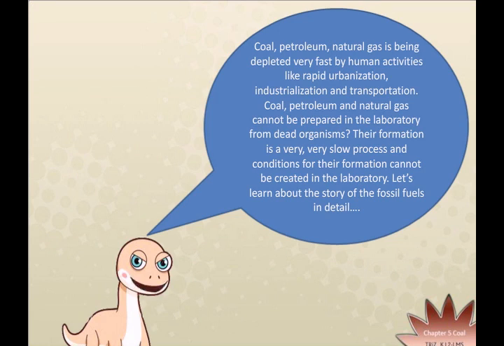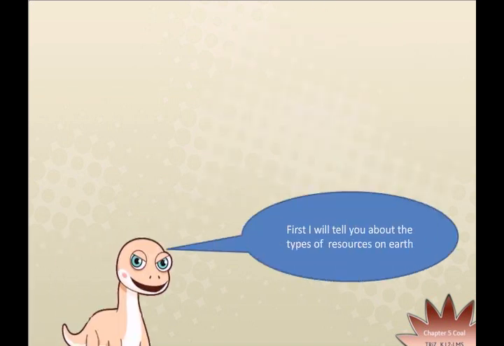transportation. Coal, petroleum and natural gas cannot be prepared in the laboratory from dead organisms. Their formation is a very slow process and conditions for their formation cannot be created in the laboratory. Let's learn about the story of the fossil fuels in detail. First, I will tell you about the types of resources on Earth.